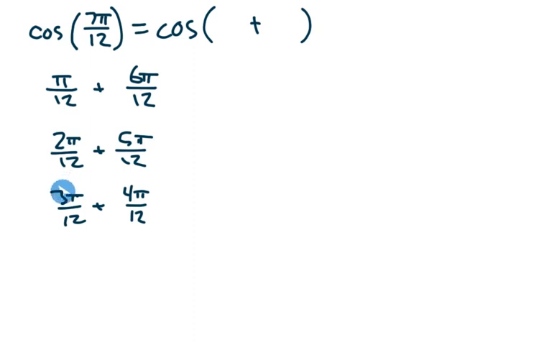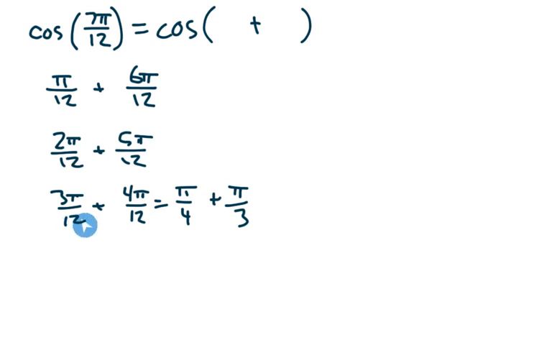3 pi over 12 reduces. They have a common factor of 3, leaving you with pi over 4. 4 pi over 12 also reduces. This is the only one where both of the summands will reduce. 4 pi over 12 becomes pi over 3. This is one where I actually know both angles.